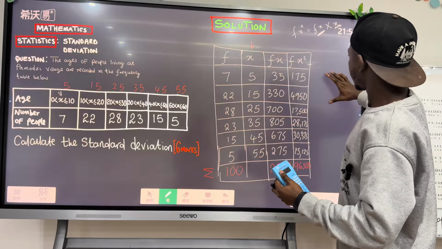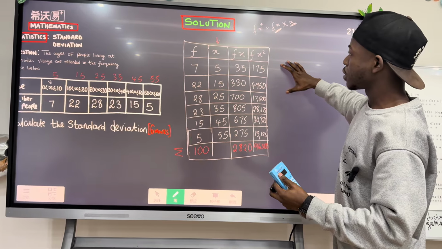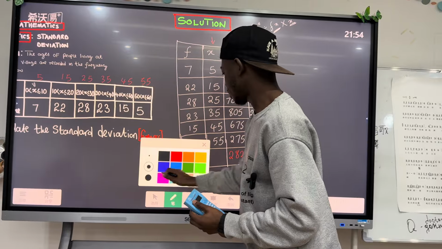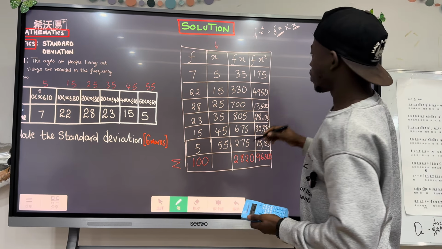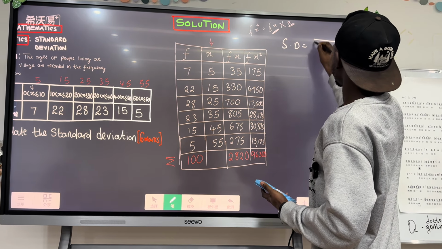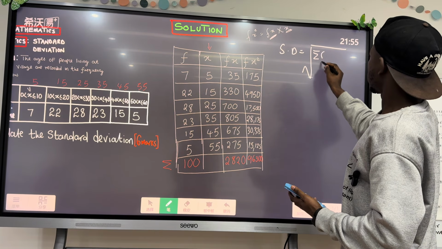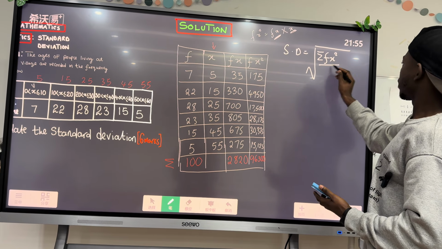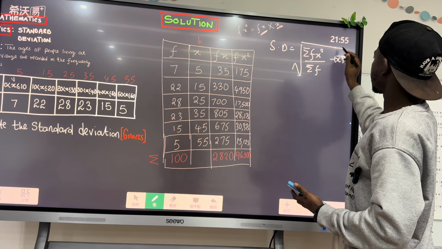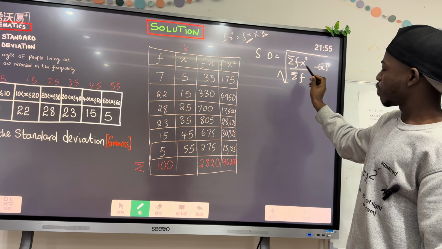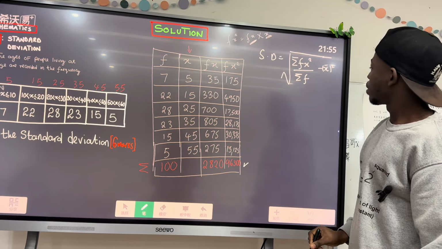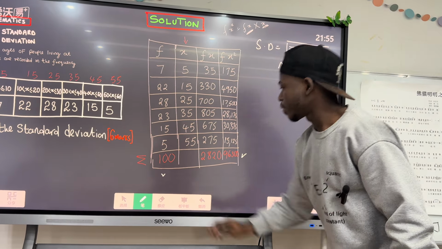So after that, what remains is to use the formulas. Remember, we now go back to the formulas. So remember, standard deviation is the square root of summation of fx squared divided by summation of f, minus mean squared. So do we have summation of fx squared? Yes, the total fx squared is this value. Do we have summation of f? Yes, we have the total frequencies there.